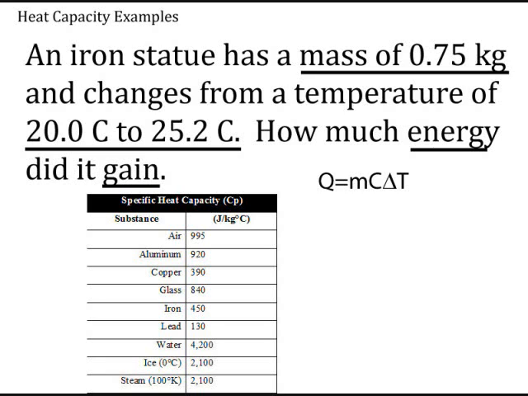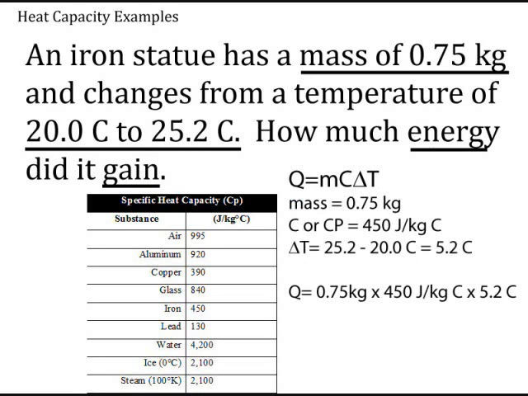Step 2 in our process is to write the specific heat formula, and that is Q equals m times c times delta T, which is change in temperature. You may often see this formula with a Cp instead of c. The Georgia End of Course Test formula sheet uses the c, so we'll use that as well. Step 3 has us plugging our information into the formula. As you can see, I wrote out mass 0.75 kilograms. The heat capacity of iron is 450 joules per kilogram Celsius. I got this from the table.